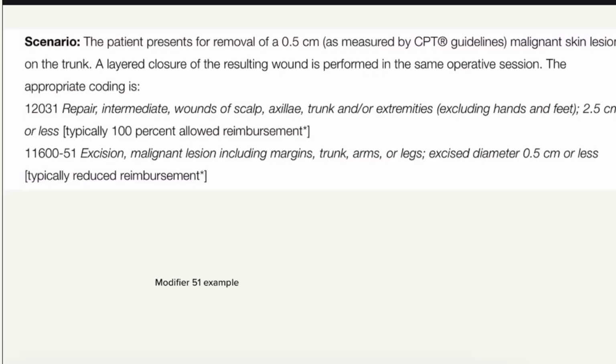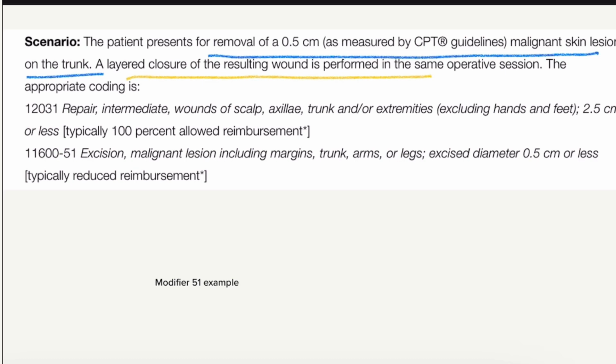Let's do an example for modifier 51. Look at the scenario. The patient presents for removal of a 0.5 cm malignant skin lesion on the trunk. Layered closure of the resulting wound is performed in the same operative session. In this scenario, two procedures are performed. First is removal of the 0.5 cm malignant skin lesion of the trunk, and the second one is layered closure of the resulting wound. The wound results from the excision of the malignant skin lesion.